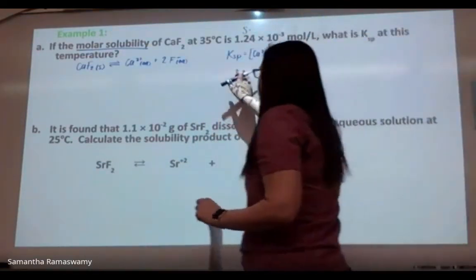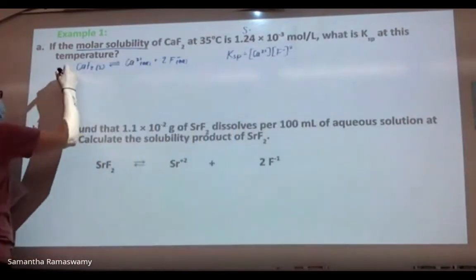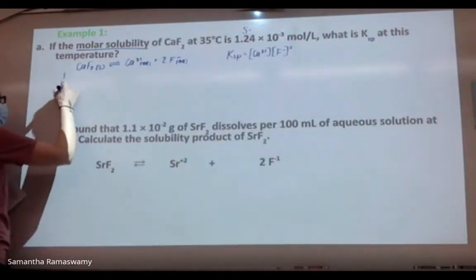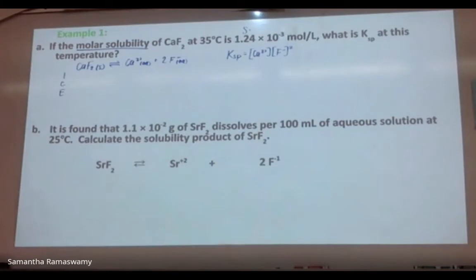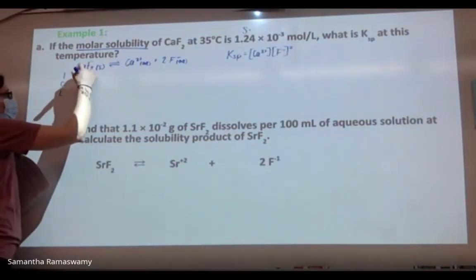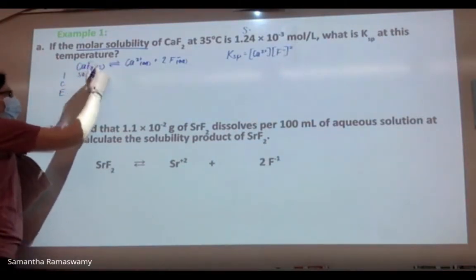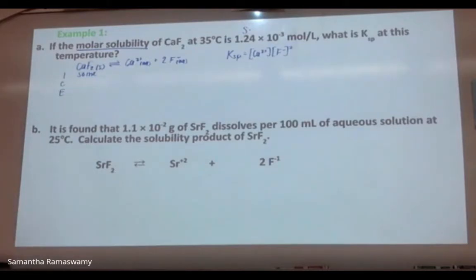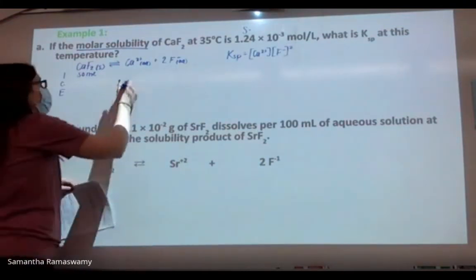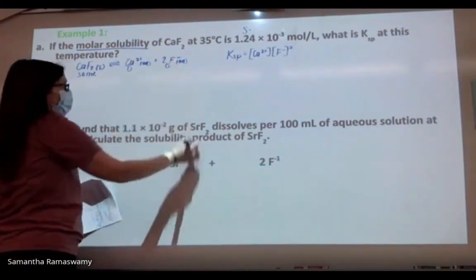Because we have K, we have equilibrium, we're going to focus on an ICE table. Now this ICE table is going to be a little bit different. So initially, we have some solid. How much do we have? Oh no, it doesn't matter. Doesn't matter how much solid we have. But we don't have any ions.